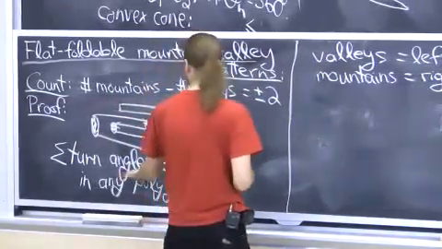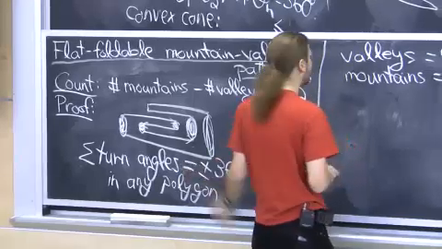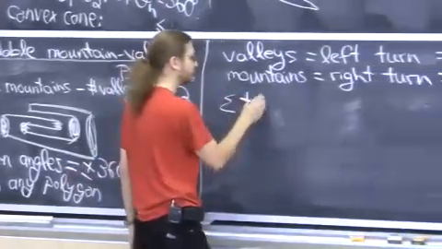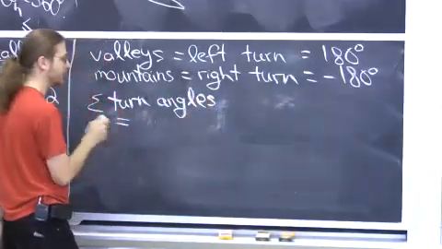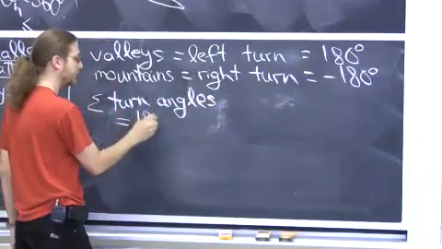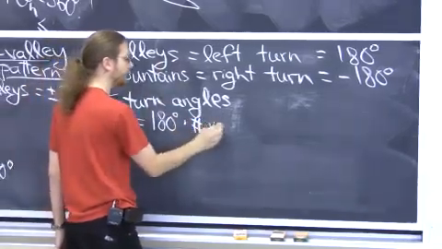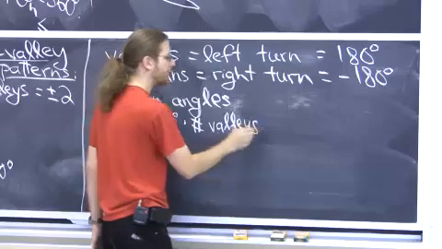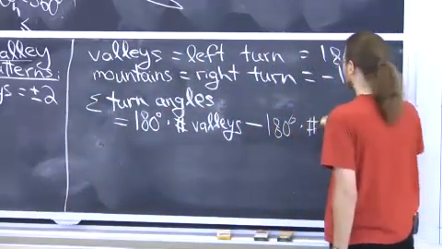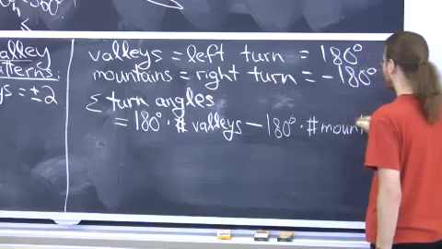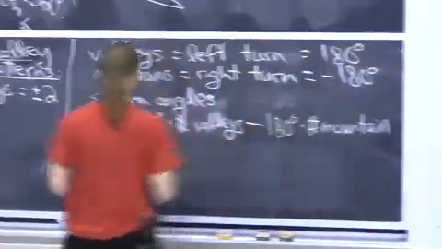So if we sum up the turn angles, which we know is supposed to be plus or minus 360, the sum of the turn angles is going to be 180 for each valley, so 180 times the number of valleys, and negative 180 for each mountain. And so the 180s factor out.